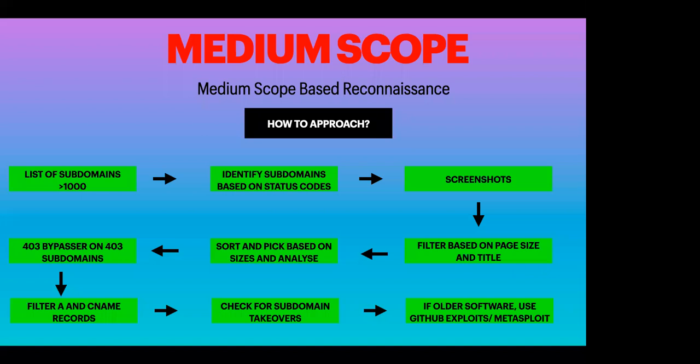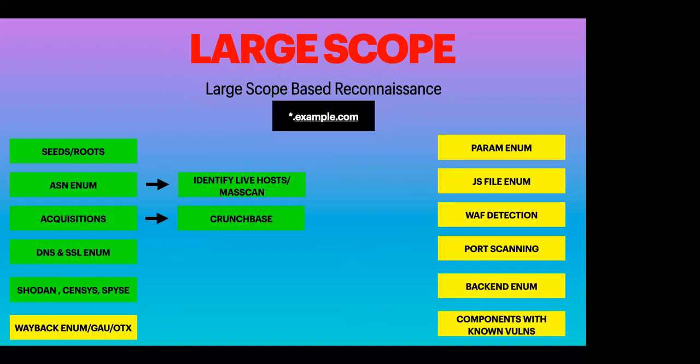So you can use tools like 403 bypasser and try to identify if you can bypass it. You can also filter A records, CNAME records, and check for subdomain takeovers. If they are running old software versions, you can use GitHub exploits and Metasploit modules to exploit those software versions that are running on those subdomains. So this is a general approach that you guys can do.